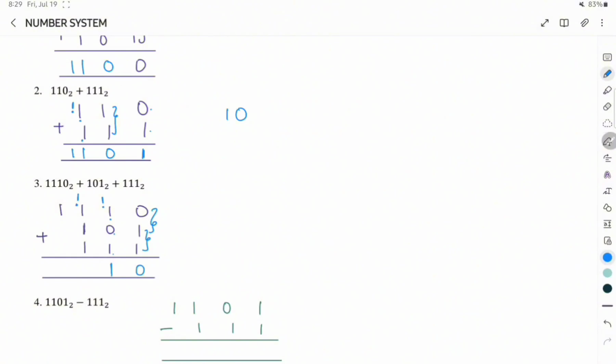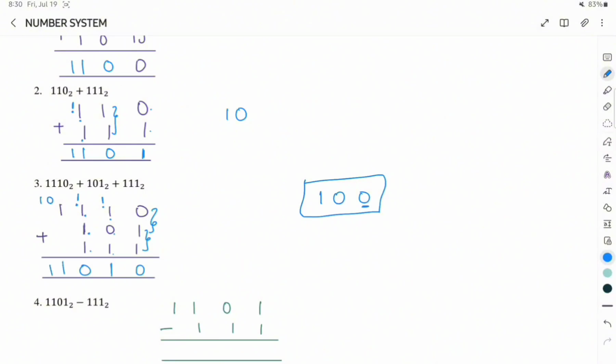So this 1 plus this 1, that's 10, right? 10 plus 1 is 11, right? 11 plus 1 is 100. Of course, we cannot write the 3 digits of this 100. We are going to write just the last one, which is 0, and keep 10. So let's bring 10 here. So 10 plus 1 is 11.